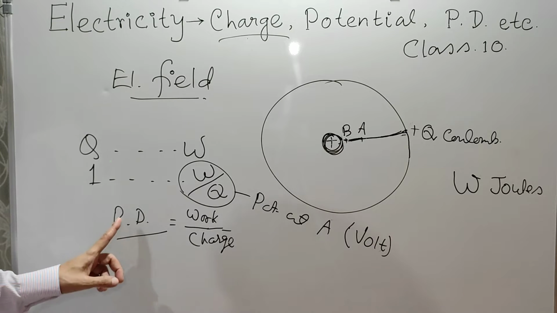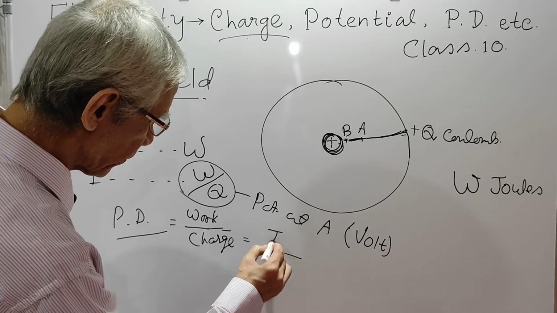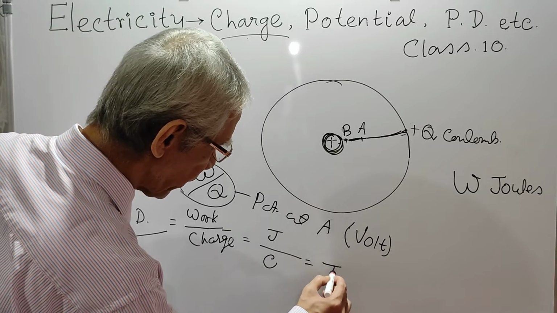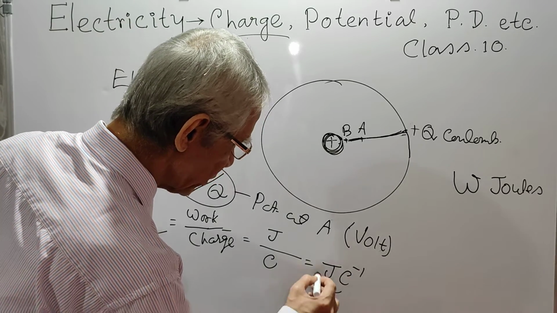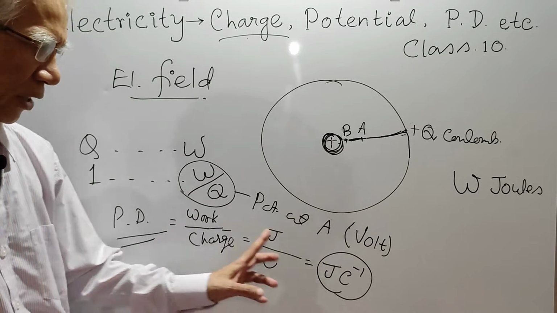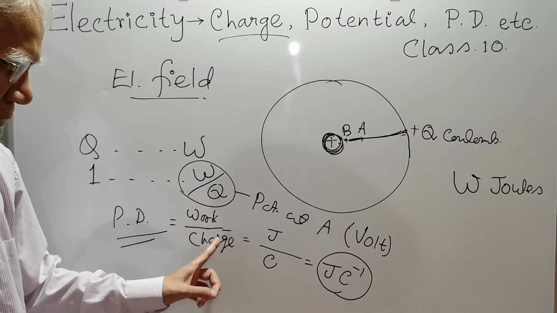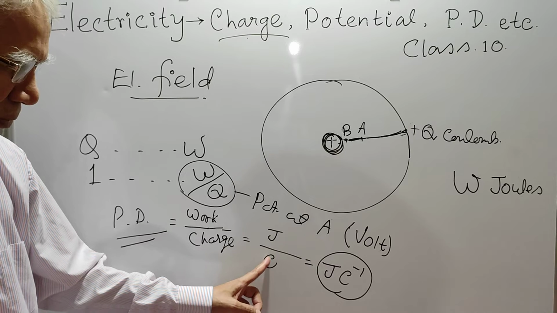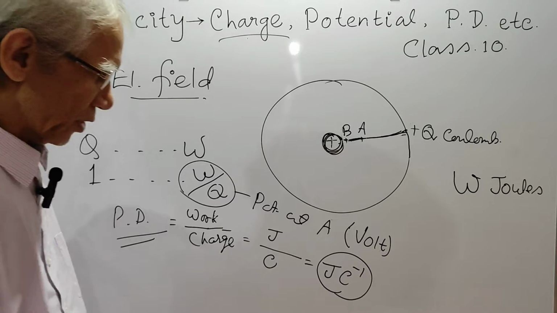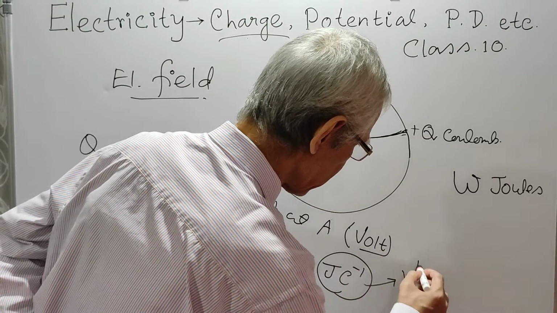All right. Therefore potential difference SI unit will be this. What is the SI unit of work? Joules. And SI unit of charge? Coulomb. That means joule per coulomb, JC minus 1. This is the SI unit of potential or potential difference. The potential or potential difference, the SI unit is what? This is work by charge. Work is joule, charge is coulomb. So joule per coulomb, JC minus 1. And this has been given the name, just one word, volt.